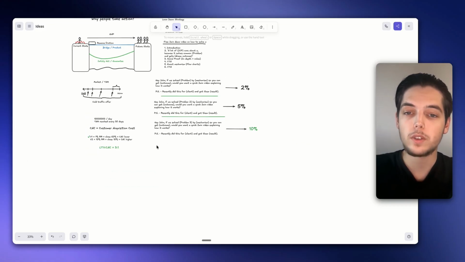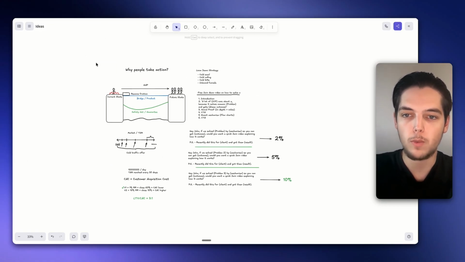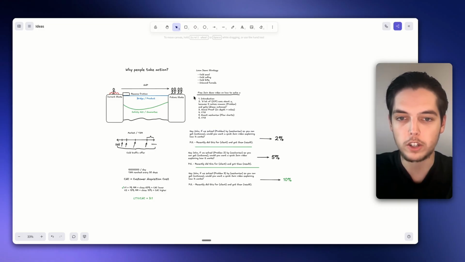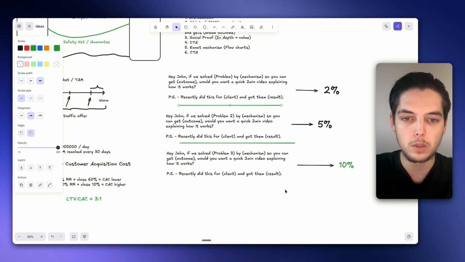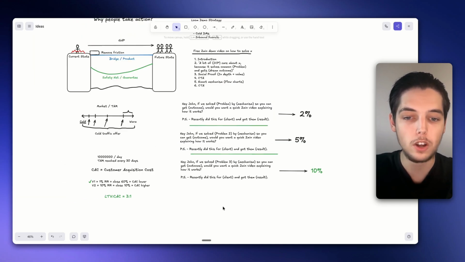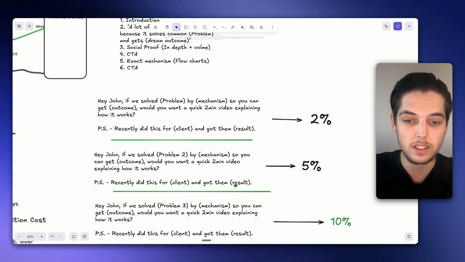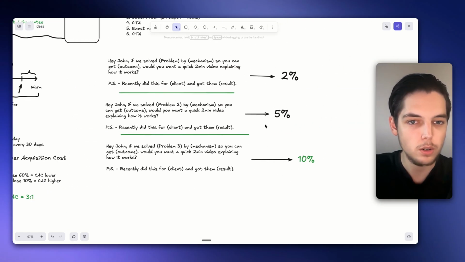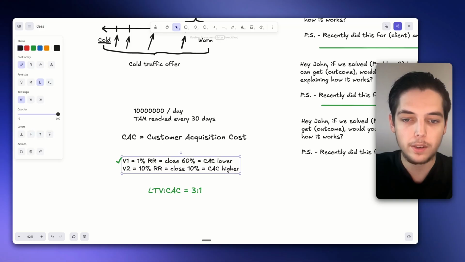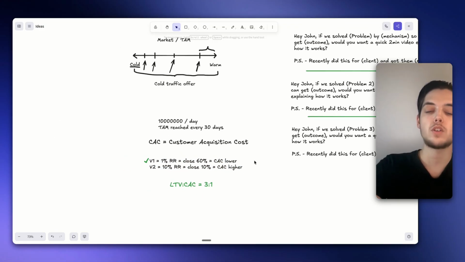All right? And so that's why it's important to know why people even take action, to remove the friction, how to make the demo videos. Then, if you have a cold traffic offer, you put that into multiple variants where you test different stuff. 3 is not enough, by the way. I would test 20, 30 things at once. And then you find out not what your best reply rate is or whatever, but you find something that gives you a low customer acquisition cost, because then you can scale.